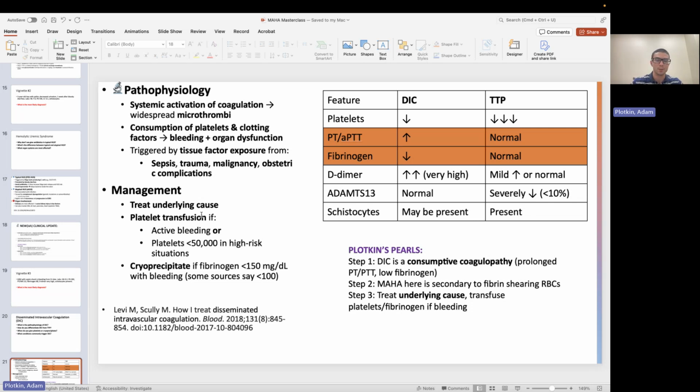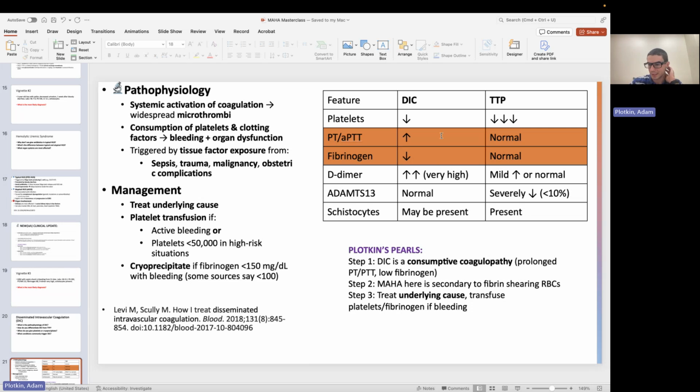Step 1. We give a platelet transfusion if they're actively bleeding or the platelets are less than 50,000 in high-risk situations, and then we can give cryoprecipitate if the fibrinogen is less than 150. I've seen some sources that say 100, probably to avoid any kind of controversy. They might give you a platelet count or fibrinogen of like 80 on an exam, so it's less than both. I think newer sources are saying 150. Older sources might have said more towards 100. Remember, cryoprecipitate has factors 8, 13, von Willebrand factor, fibrinogen, and fibronectin in it.